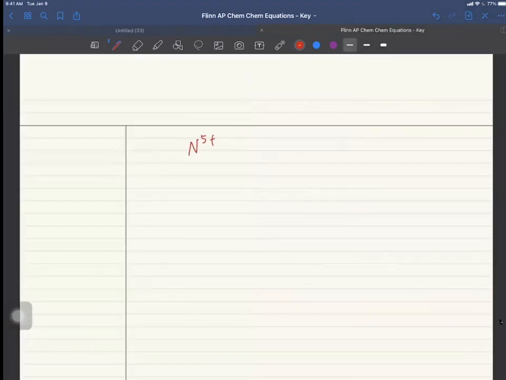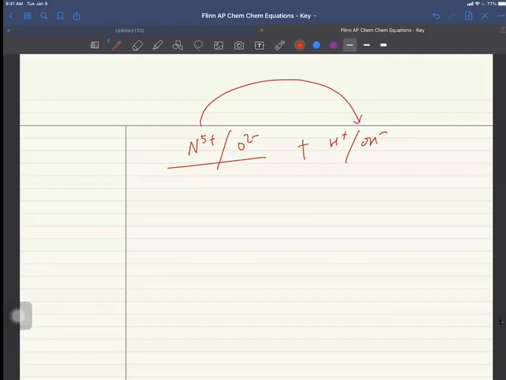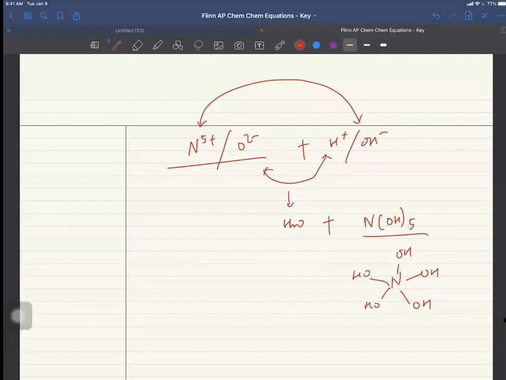Personally, I prefer you analyze by using the double displacement reaction pattern. In the N2O5, you have the N5 plus and the O2 minus. It reacts with the water and exchanges partners. So you get water and you get NOH5. If we draw this, you get something like this. This is unstable because the nitrogen cannot have 5 bonds.